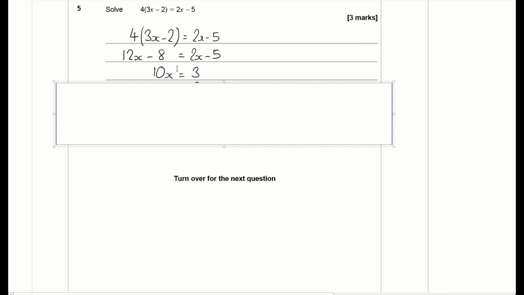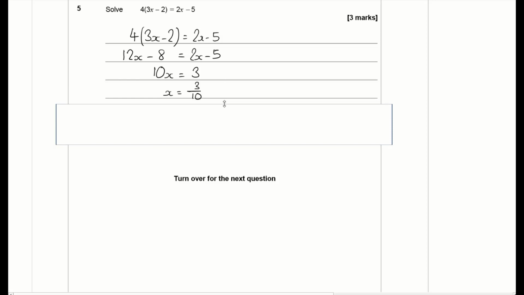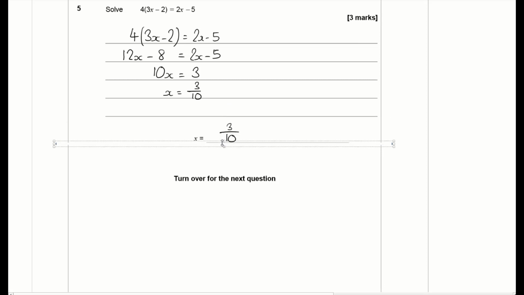So if I subtract 2x, I will have 10x on this side. But I've still got to get rid of this negative 8 because that means I want the numbers on the right hand side. To get rid of a negative 8, I need to add 8, and negative 5 plus 8 equals 3. So 10x equals 3. All that remains now is to get x in the singular, so we divide by 10 to give x equals 3 over 10.